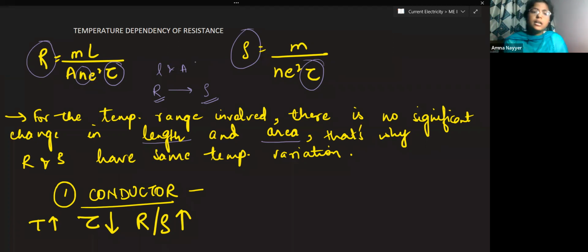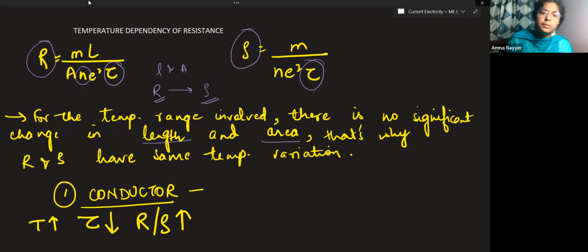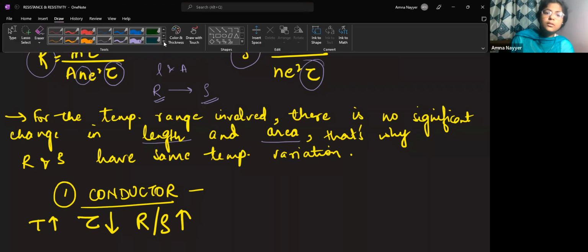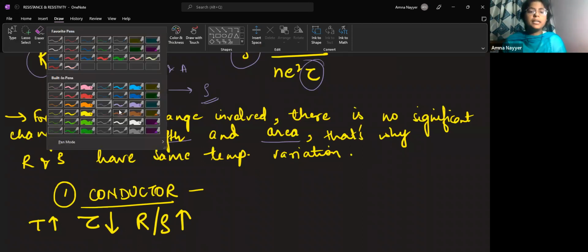Both have the same. It means if temperature is increasing and resistance is increasing, resistivity will automatically increase. So you just have to keep in mind one thing: resistance or resistivity. If you remember resistance, resistivity you will automatically remember. So one by one, let's deal with the materials.